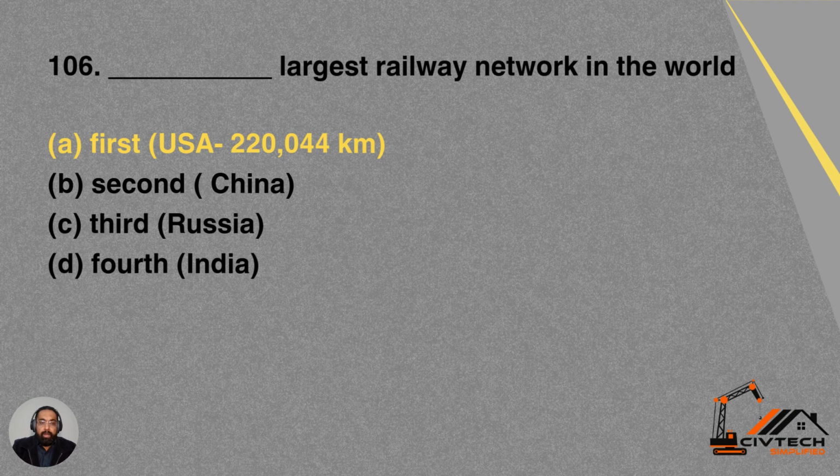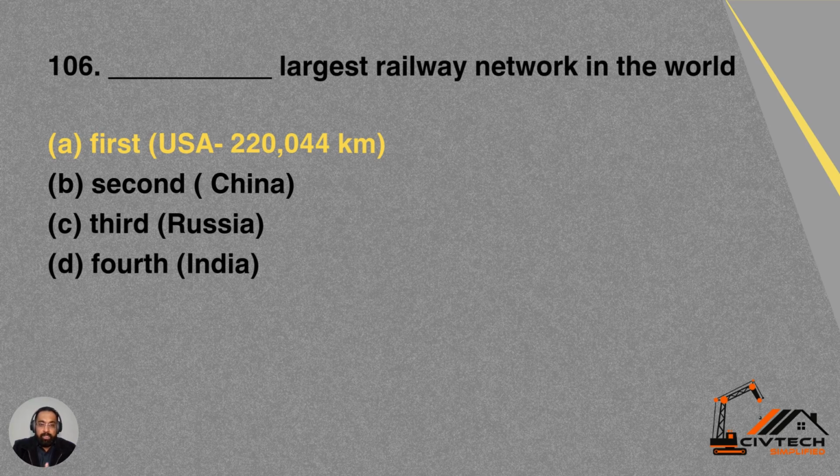Question 106. Which one is the largest railway network in the world? Which country has the largest railway network in the world? Option A, USA. Option B, China. Option C, Russia. And option D, India. I have modified this question a little bit, giving you the sequence with respect to the length of the railway lines and railway networks within countries.